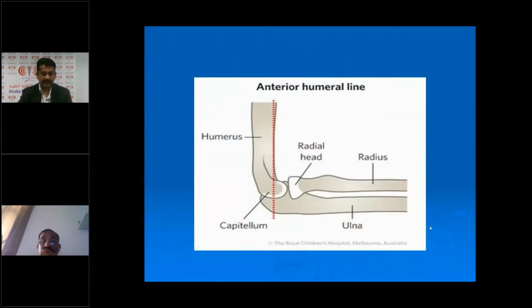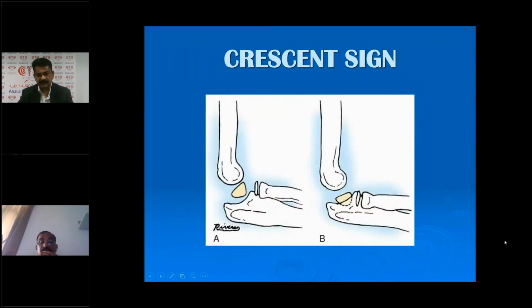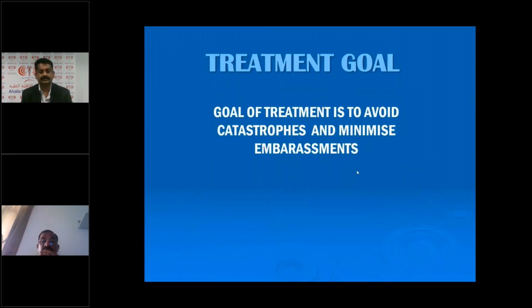Anterior humeral line, to emphasize the importance, this is how it is drawn, and this is the most important landmark on which most treatment decisions are made. Fishtail sign, this is due to the overlap of the distal humerus by the olecranon. This is happening in varus deformities, mainly in cubitus varus. So this is another radiological landmark that is seen in supracondylar fractures.